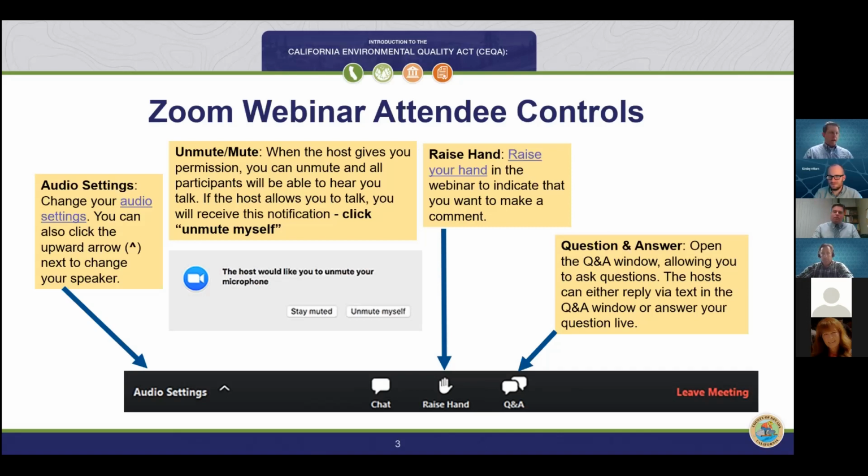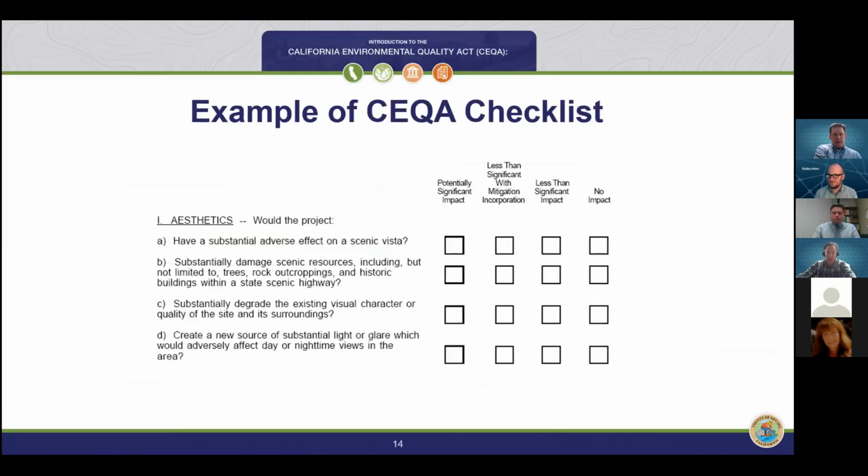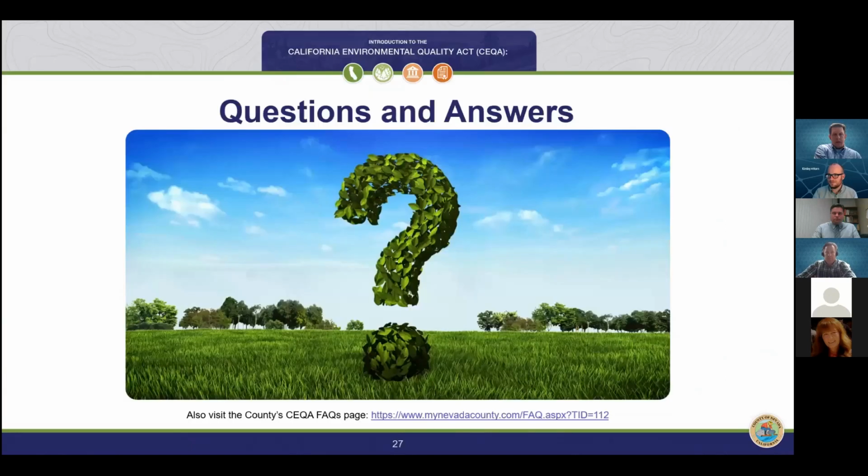While we're waiting for the next comment, I did want to note that the county is going to provide this presentation both in its recorded form and also the slides that we've talked through tonight on their frequently asked questions page. There's a CEQA page, and I have the link here at the end of the document. The county has prepared a lot of responses to frequently asked questions, and it's a good resource as well for questions about CEQA and the CEQA process, and it's very specific to Nevada County.